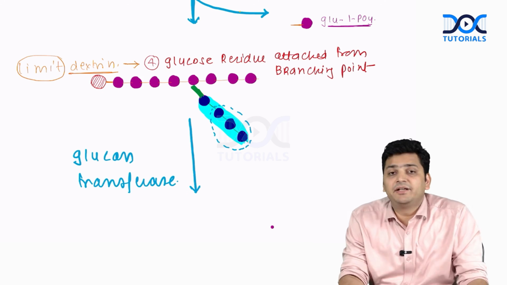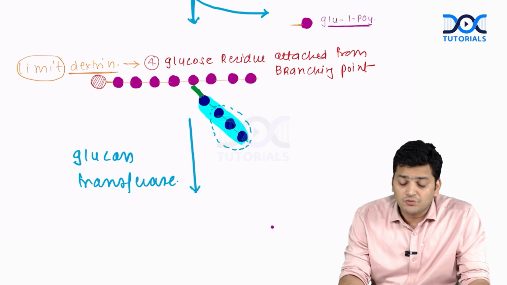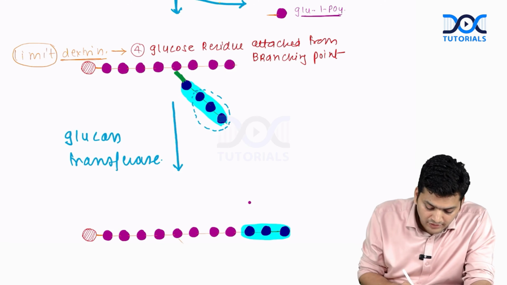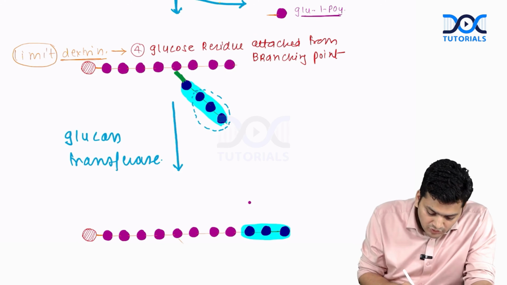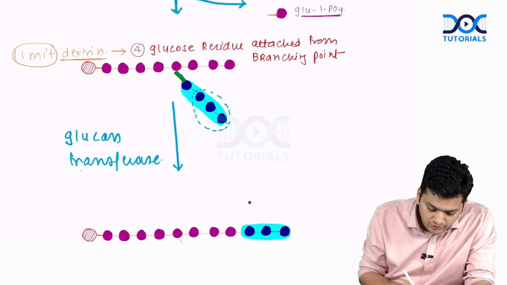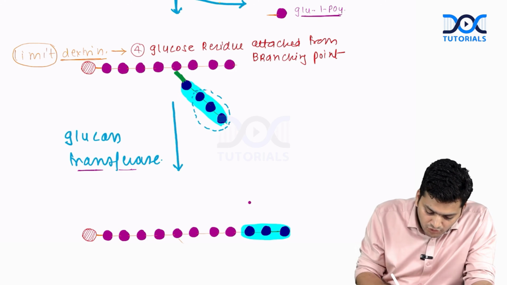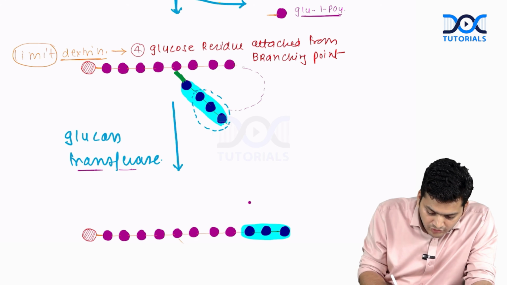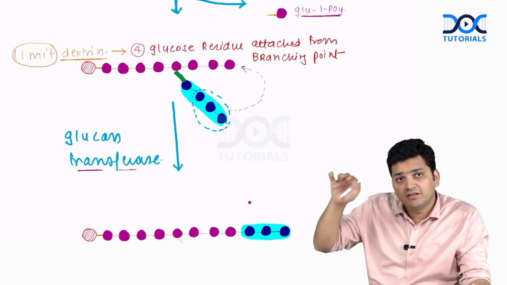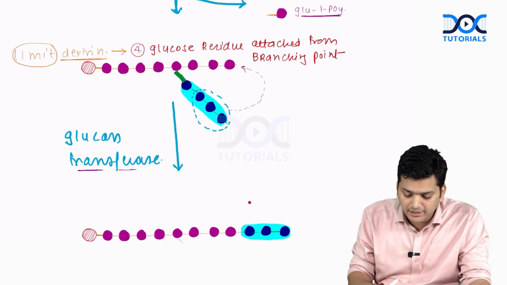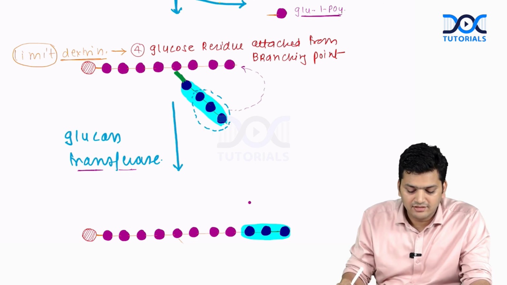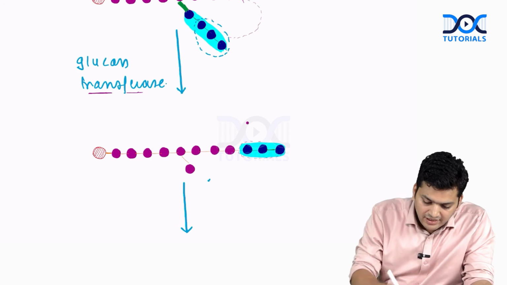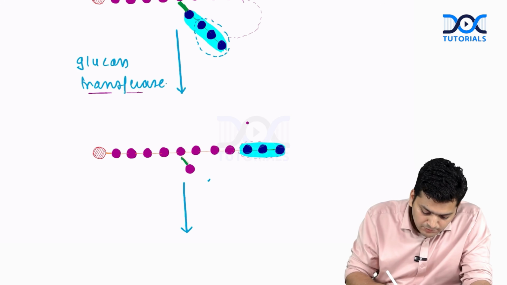This is called the limit dextrin. Now it cannot cut. So now a special enzyme comes, called glucan transferase. What this glucan transferase will do is take out 3 molecules of the 4 and shift these 3 molecules to the nearby place. It is going to transfer the 3 glucose residues to the nearby place, and now it will look like this. You can see that the 3 glucose molecules have been shifted here, and now the branching point is exposed.